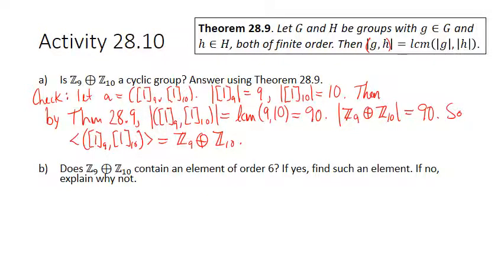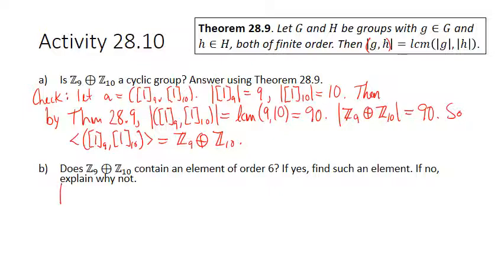So to find an element of order 6, we would want to make it up of an element from Z9 that had order 3 or 2, and then another one from Z10 that had order either 3 or 2. So I think in Z9 the element 3 has order 3, and in Z10 the element 5 has order 2. So we can use those.